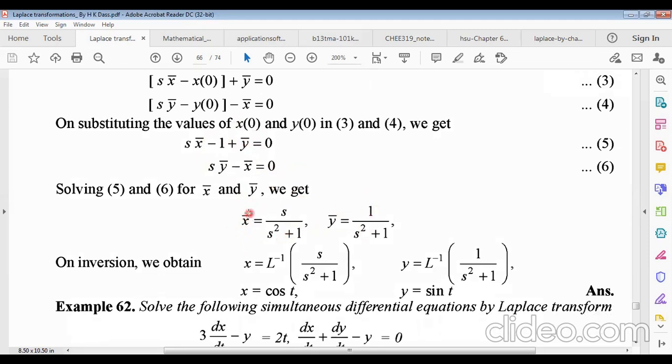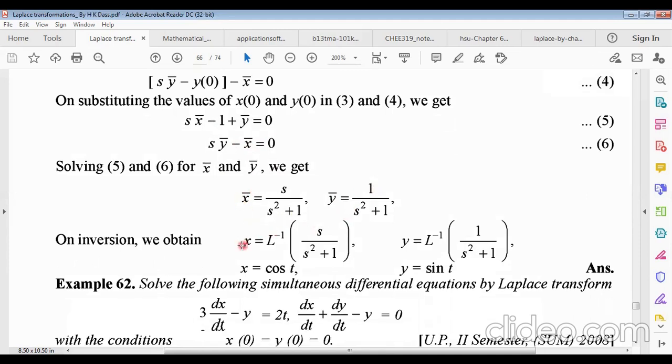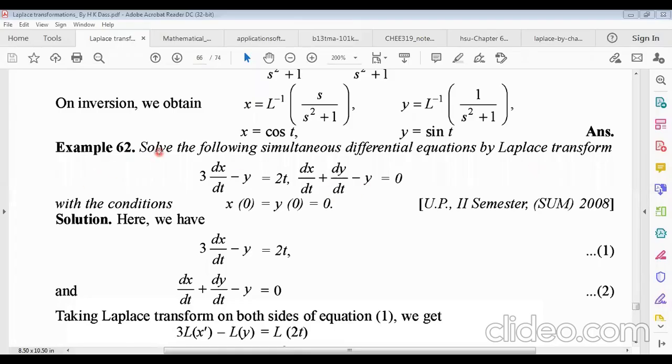X bar means the Laplace transformation of x(t), and y bar means the Laplace transformation of y(t). Remember it. So the inverse Laplace transformation of x bar gives x(t), the inverse Laplace transformation of this, and the inverse Laplace transformation of y bar gives y(t). Very easy, just using the formula. Similarly, we can solve a system of differential equations by using Laplace transformation.